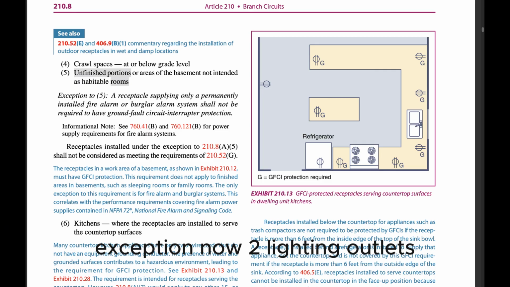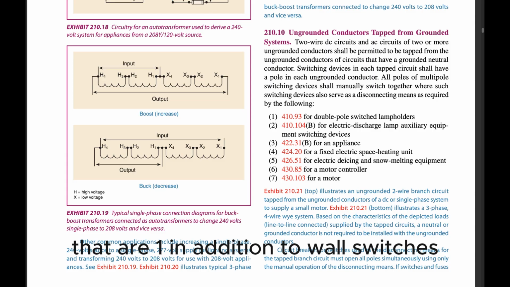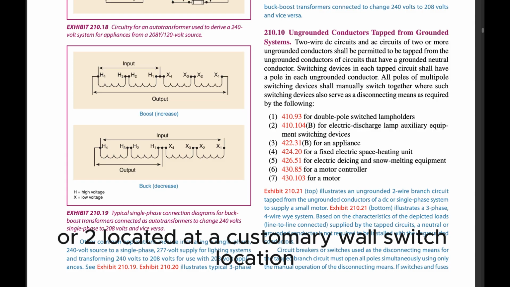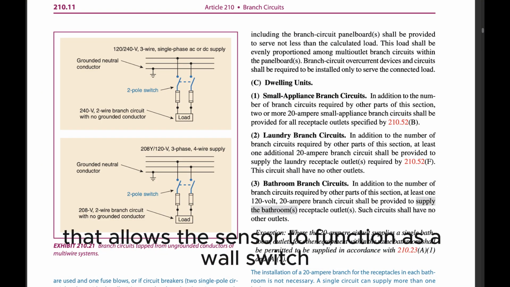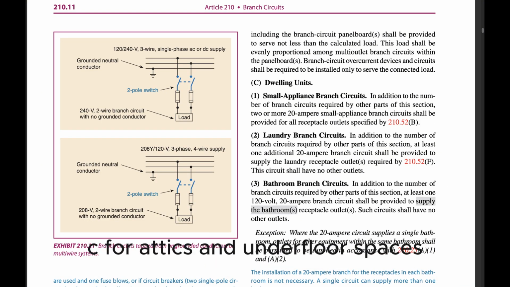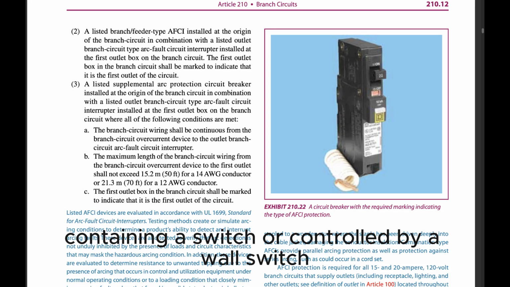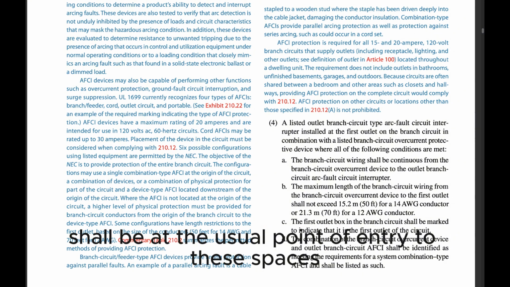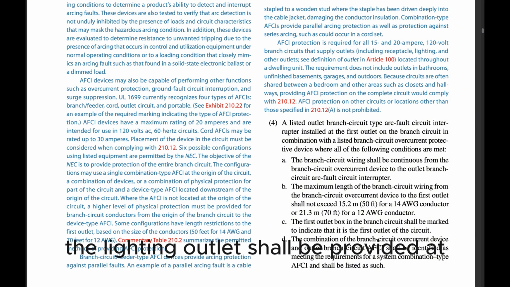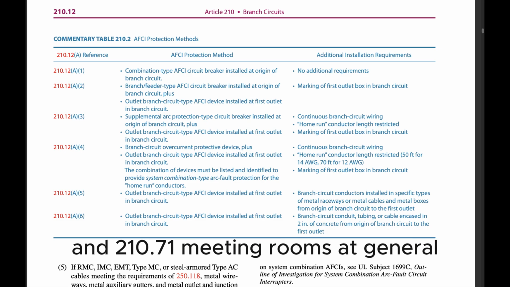Exception No. 2: Lighting outlets shall be permitted to be controlled by occupancy sensors that are in addition to wall switches, or located at a customary wall switch location and equipped with a manual override that allows the sensor to function as a wall switch. (C) For attics and underfloor spaces, utility rooms, and basements, at least one lighting outlet containing a switch or controlled by a wall switch shall be installed. At least one point of control shall be at the usual point of entry to these spaces. The lighting outlet shall be provided at or near the equipment requiring servicing.